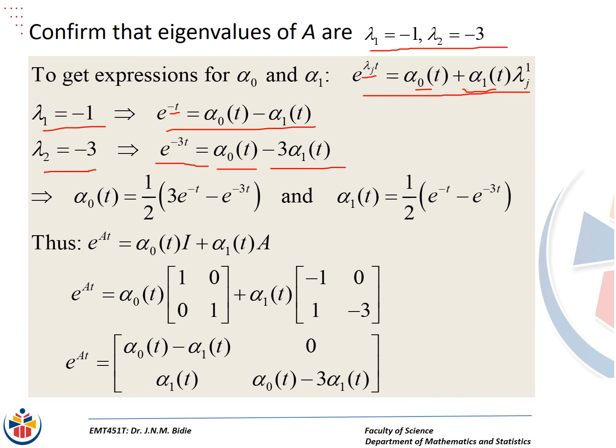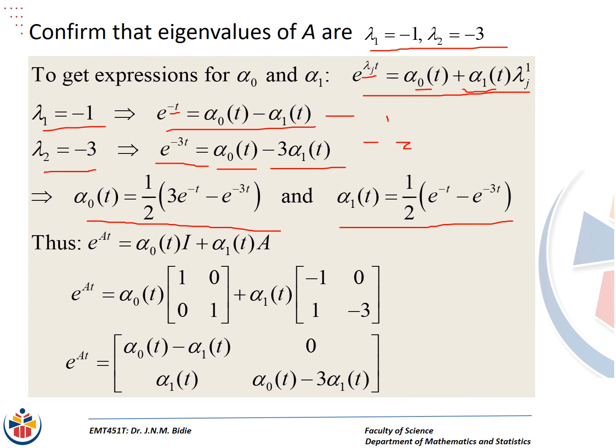Now, if we solve these two simultaneously, I need you to confirm that you will also get alpha naught equal to that expression and alpha 1 equal to that expression. What worked for me was to say this is equation 1 and this is equation 2, and then I said equation 1 minus equation 2 to eliminate alpha naught so that I get alpha 1 only. After getting alpha 1, substitute back in one of the equations to get alpha naught. Please do that and see whether you're going to get the same expressions.